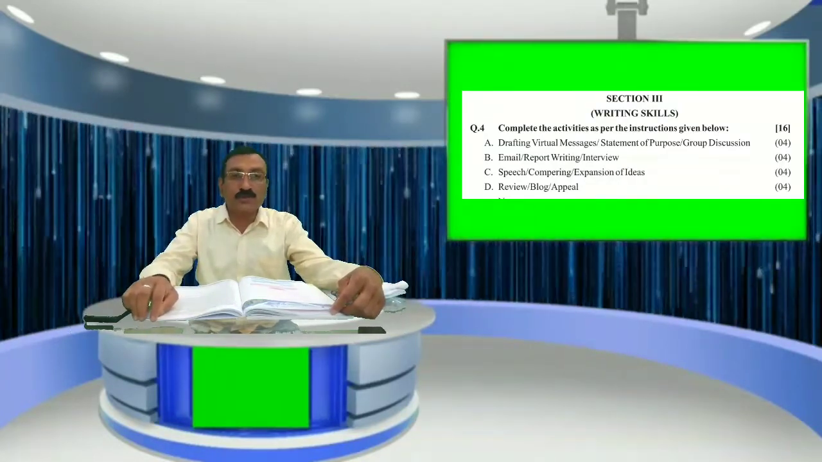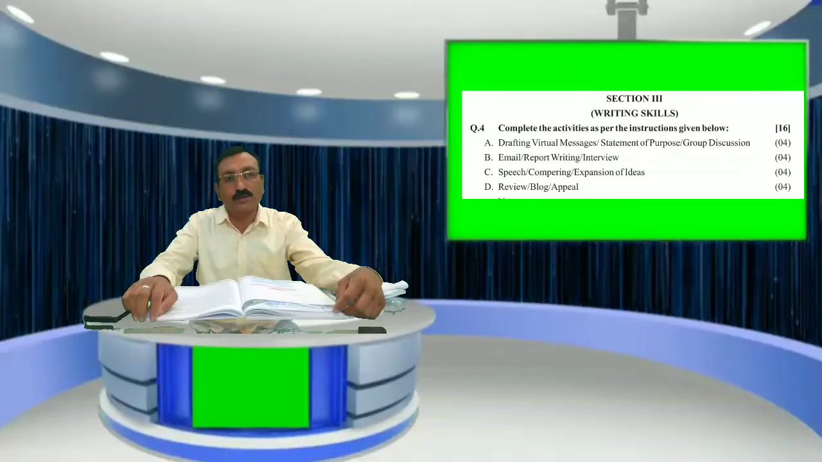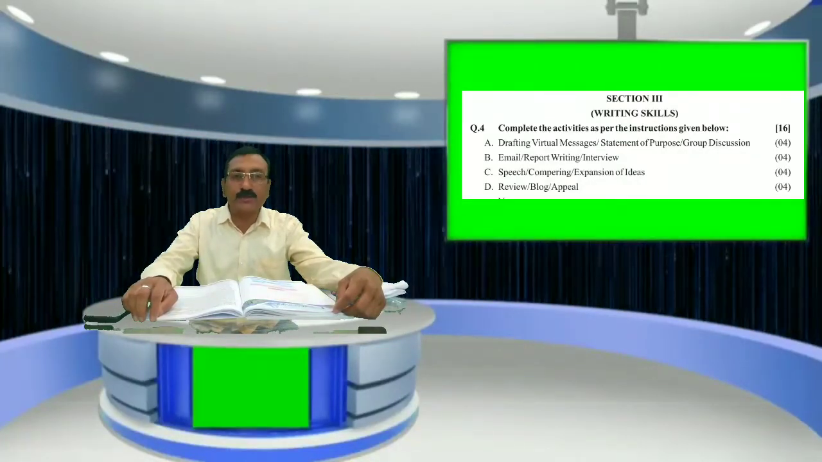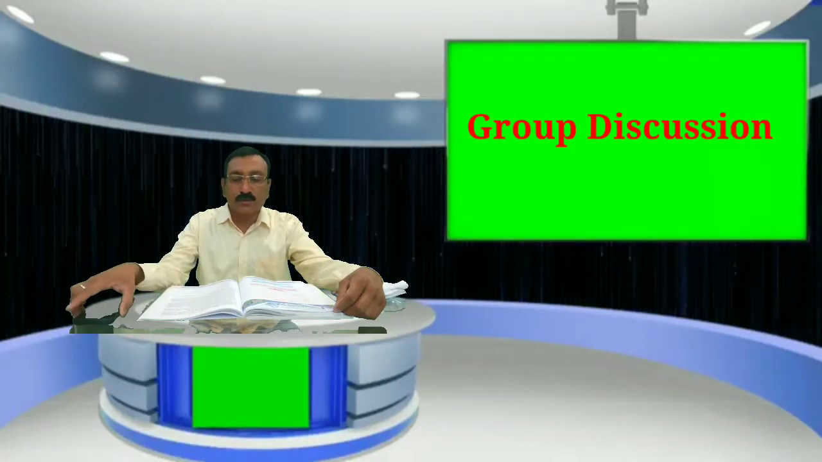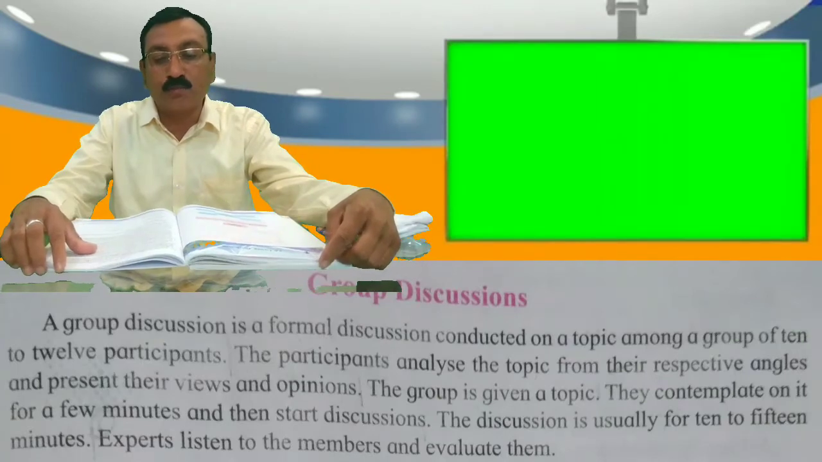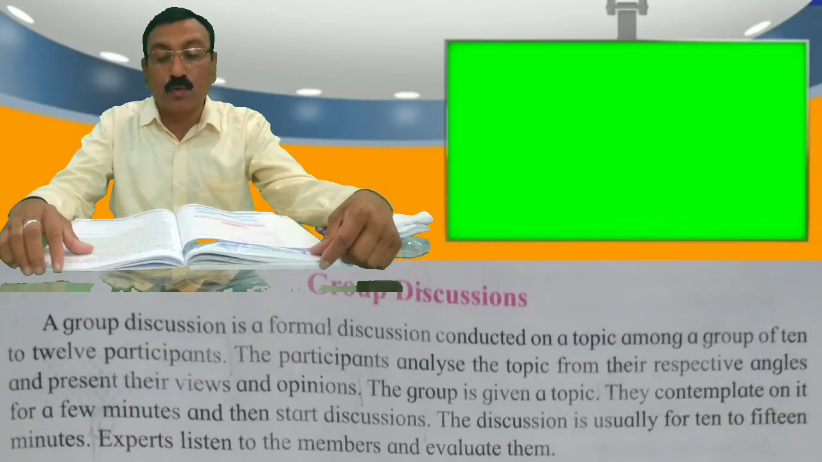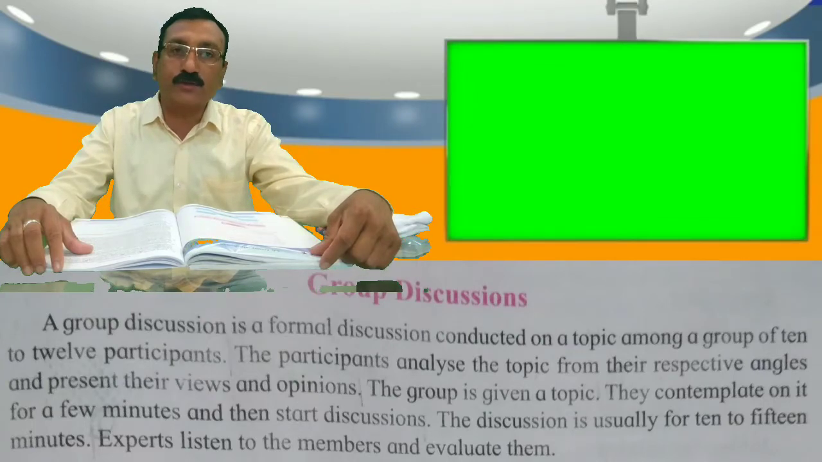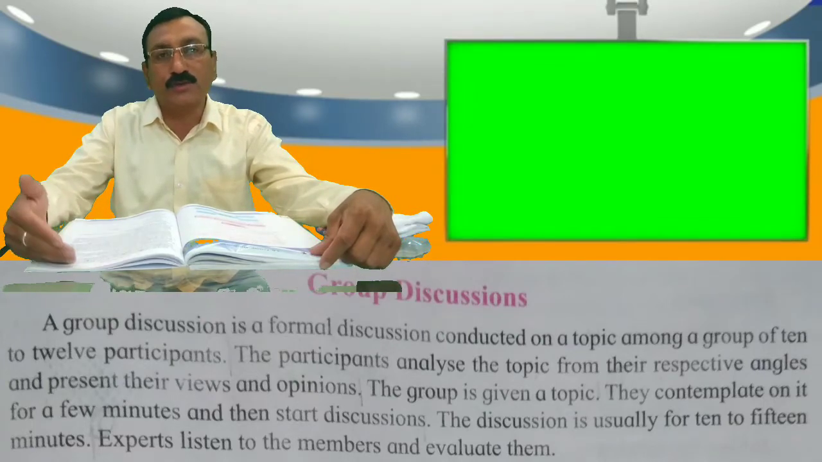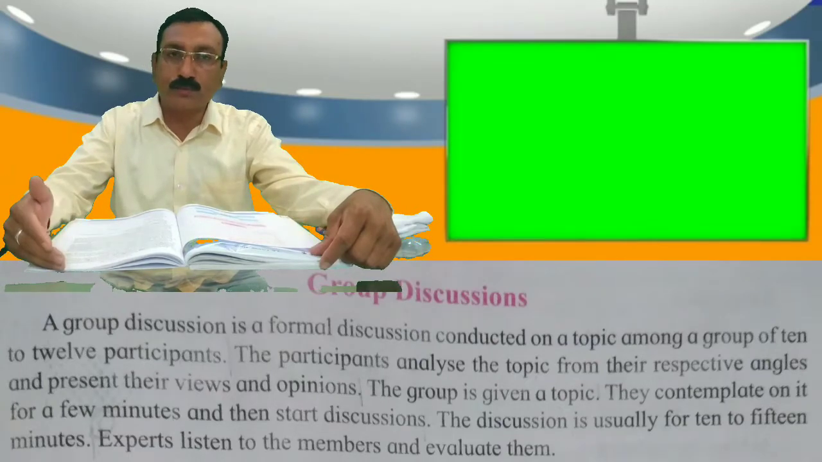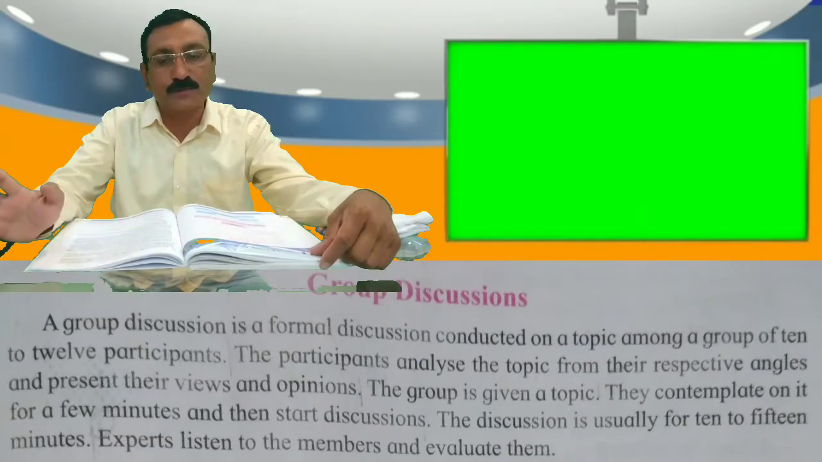Okay. Now in this session we are going to discuss one significant writing skill, that is group discussion. So what is group discussion? A group discussion is a formal discussion conducted on a topic among a group of 10 to 12 participants. So in the group discussion there should be at least 10 or 12 participants, and whatever discussion goes on in the group is purely formal discussion.